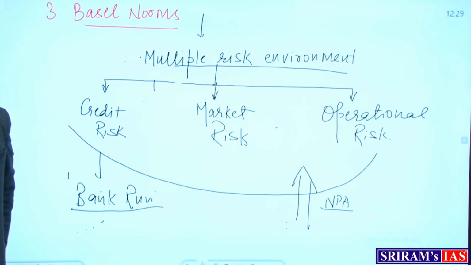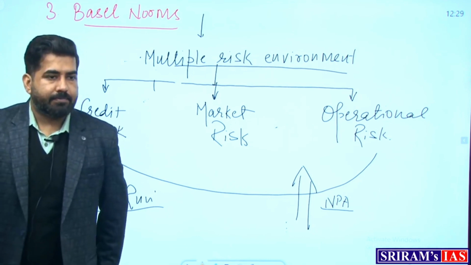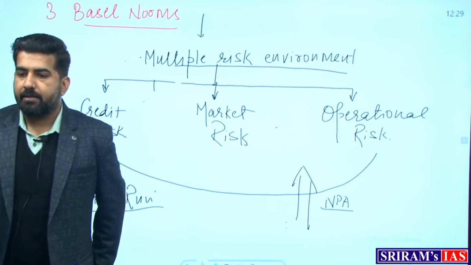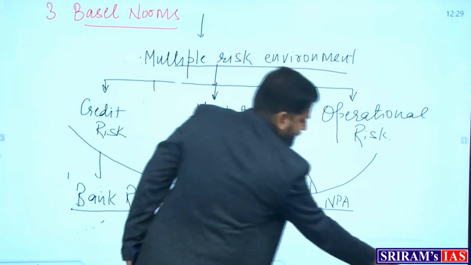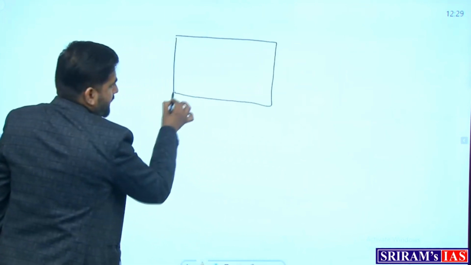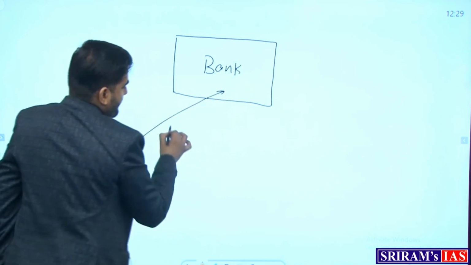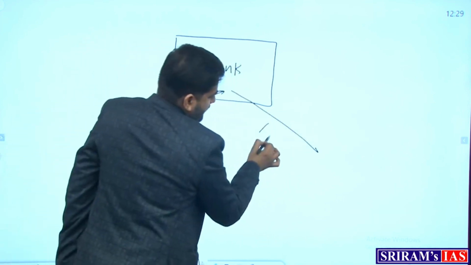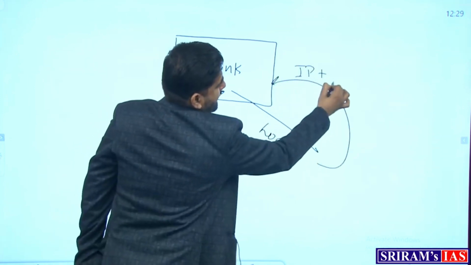This scenario is known as bank run, which simply means the bank has become bankrupt. Bank bankrupt ho gaya. Are you getting my point? See, try to understand. Bank is simple functioning. This is bank, mobilize deposits, giving loans. Clear? These loans will generate interest payment and repayment.